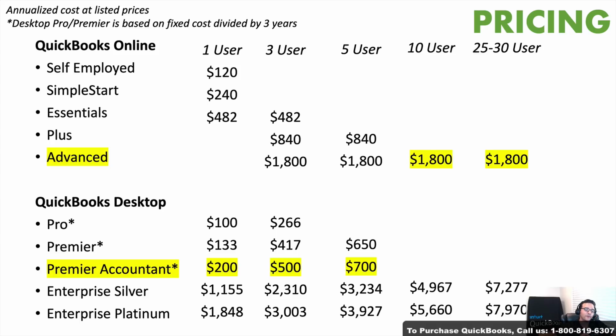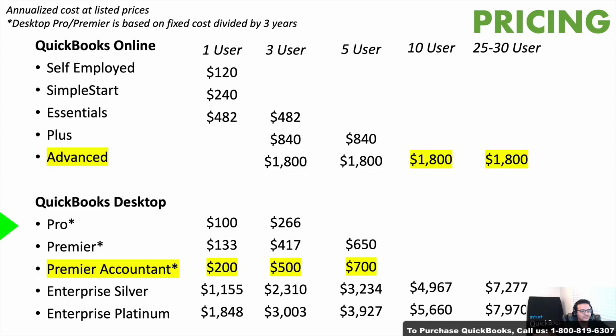Now, anyway, QuickBooks Online Self-Employed is about $120 per year. QuickBooks Online Simple Start, it's about $240 per year. QuickBooks Online Essentials is about $482 per year, and QuickBooks Online Plus will be about $840 per year. QuickBooks Online Advanced, which is the highest tier of QuickBooks Online, will cost about $1,800 per year. So those are kind of your options. Now, you don't pay yearly with QuickBooks Online necessarily. You can also pay monthly, but I think in order to make the comparison even, I have annualized all the cost.